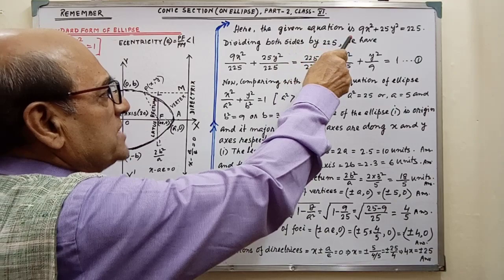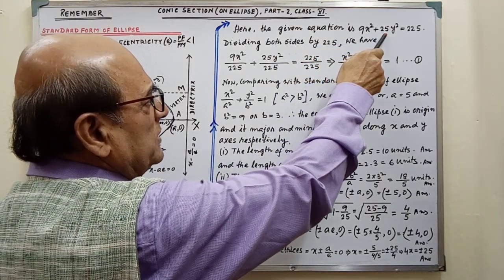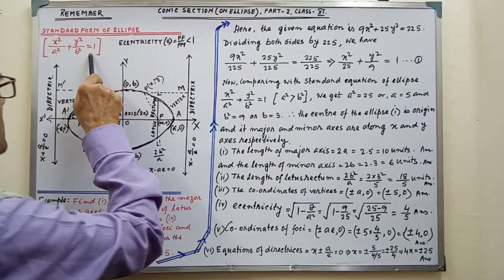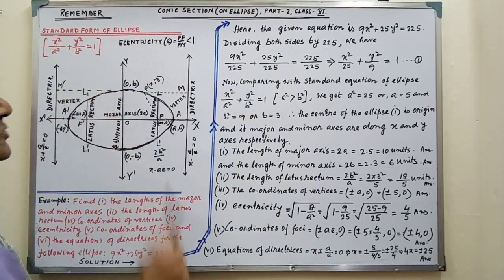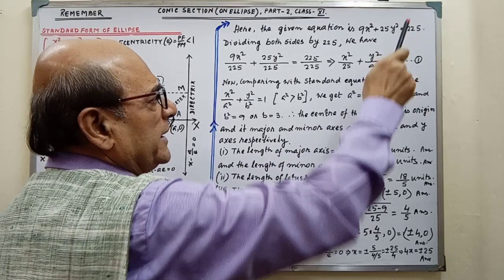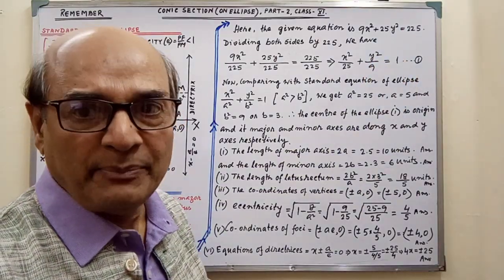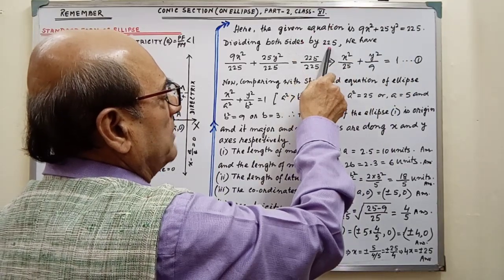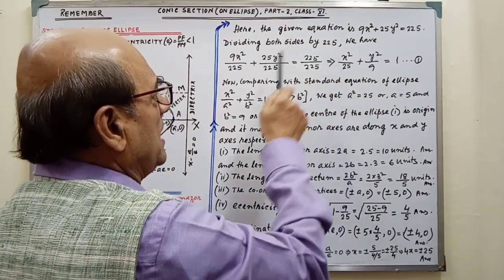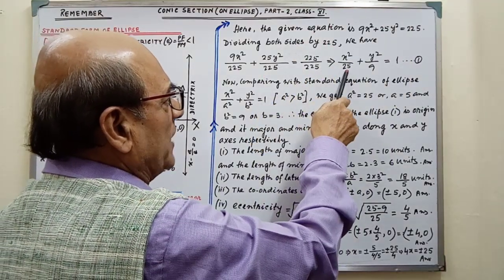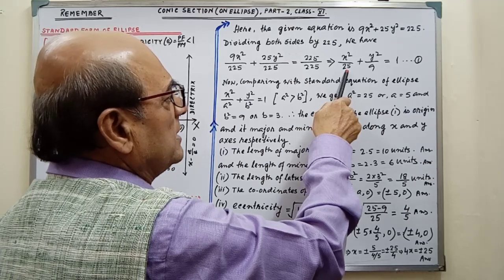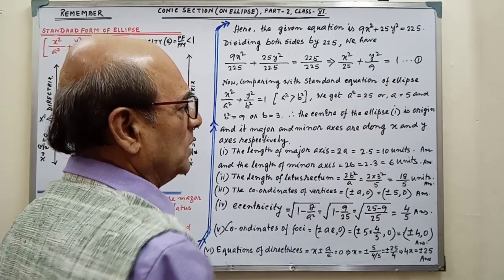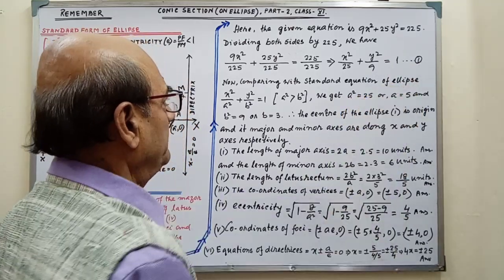Here the given equation is 9x square plus 25y square equal to 225. In standard form, the right side of the equation is 1, and here it is 225. This we have to bring to 1. This is why we have to divide both sides by 225. By dividing and simplifying, we are getting x square by 25 plus y square by 9 equal to 1. This is denoted by 1.